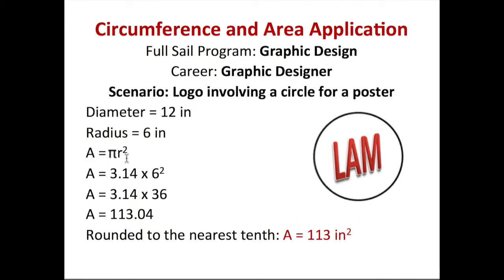I could then still use the formula and the measurements to find the area, which is the space occupied by this circle. Pi times the radius squared, 3.14 times 6 squared, 3.14 times 36, because 6 squared is 36. And that will give me an answer of 113.04. And rounded to the nearest tenth, that gives me the area of the circle, which is 113 inches squared.